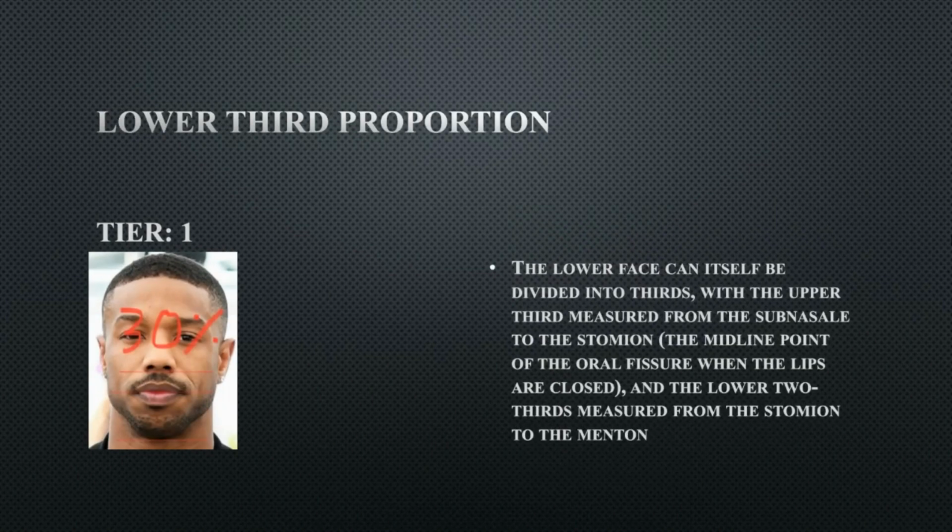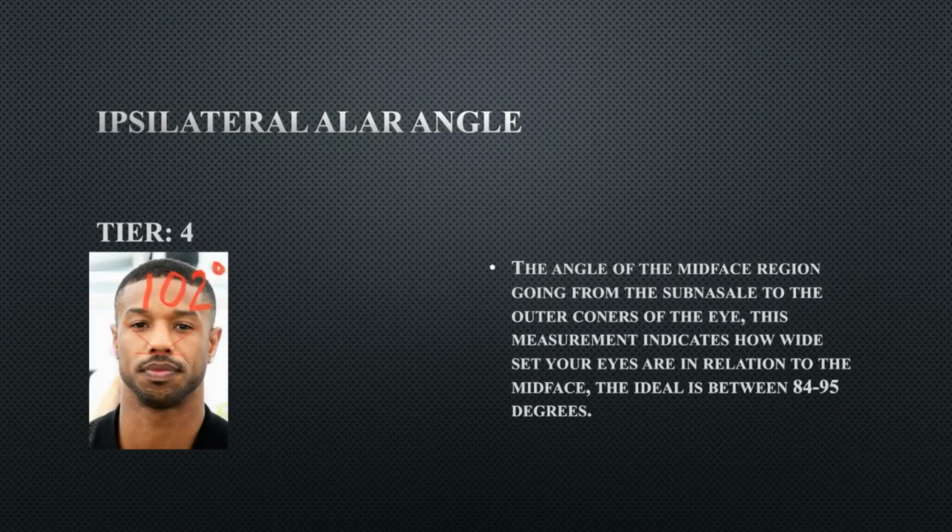And that is how wide his forehead is compared to his cheekbones. Now, the lower third proportions is at 30%, so his lower third is evenly distributed. His ipsilateral alar angle, so the angle that I was talking about before, that's created from the midface, is at around 102. So he does have wider set eyes, and yeah.